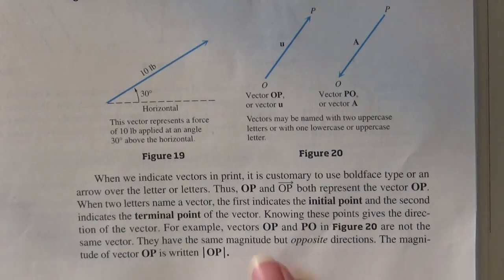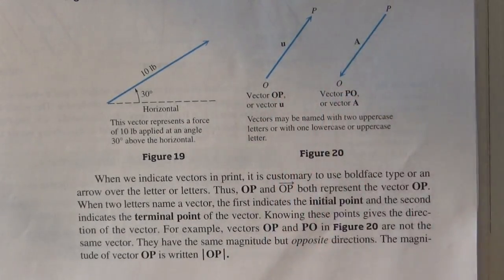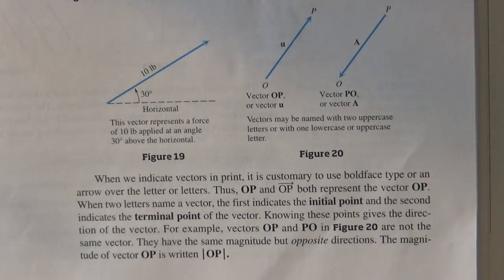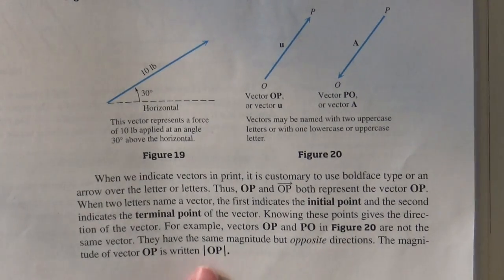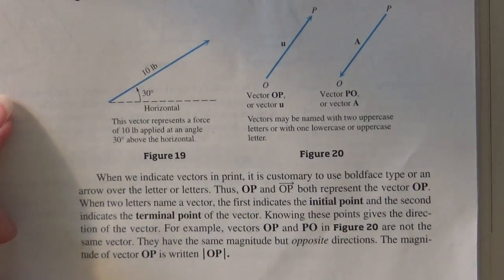For example, vectors OP and PO, which we had up here, are not the same vector because they go in opposite directions. They have the same magnitude but opposite directions. So the magnitude of vector OP is written like this. It looks like absolute value bars surrounding the OP. That represents magnitude.